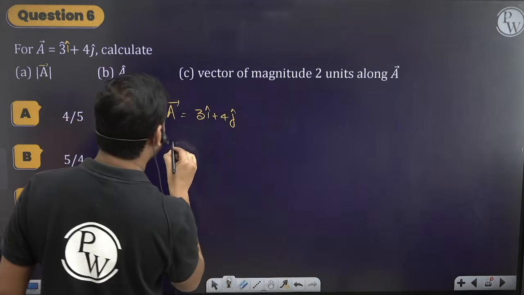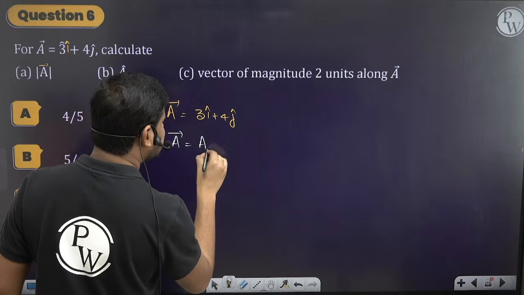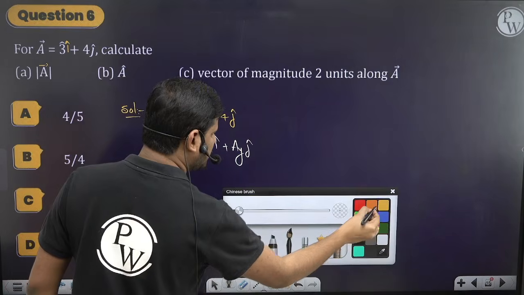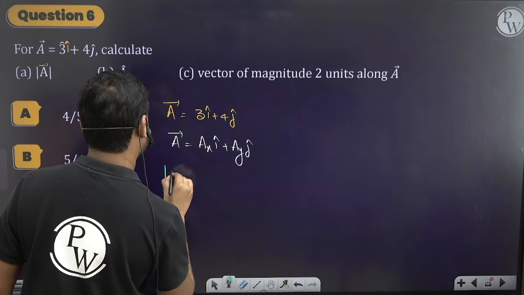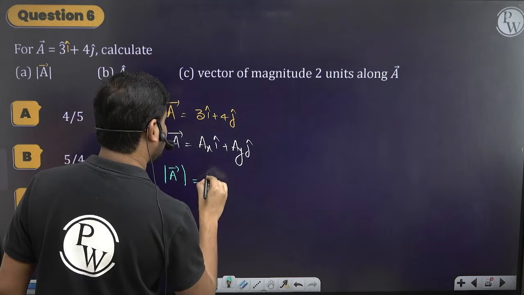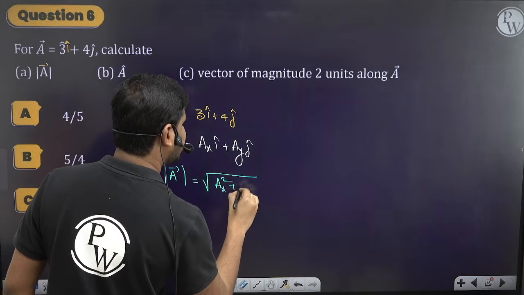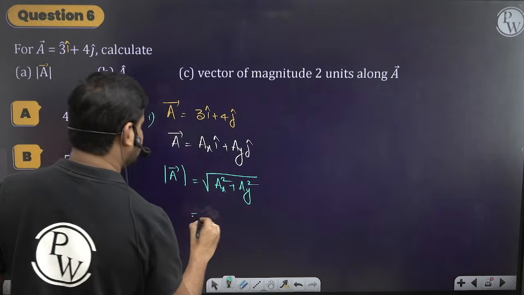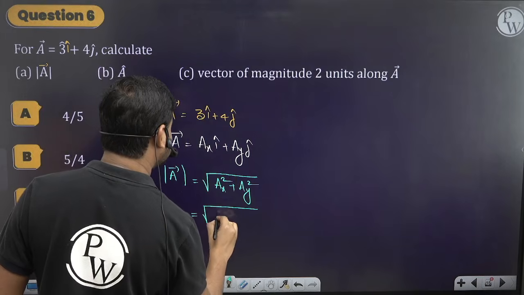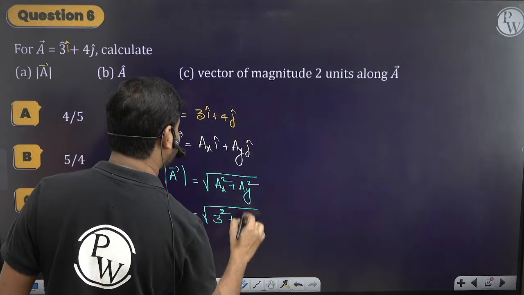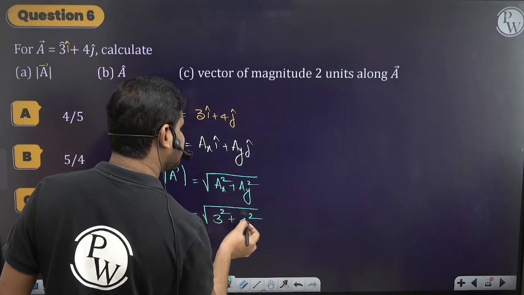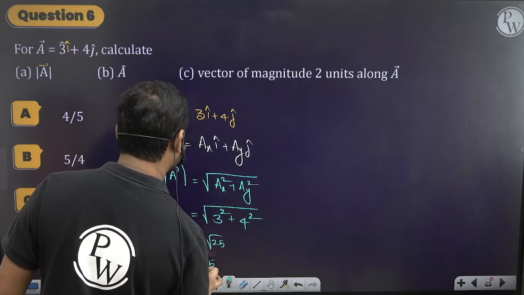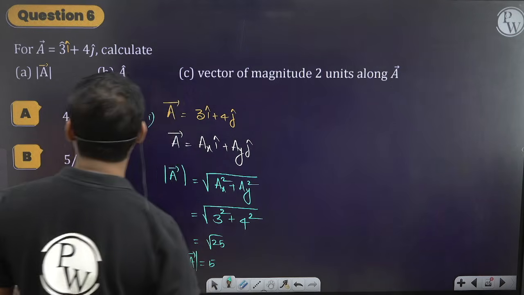This vector is in the form of ax i cap plus ay j cap. We know that the magnitude of a vector is the square root of ax square plus ay square. Here, in place of ax we have 3, so 3 square, and in place of ay we have 4, so 4 square. 3 square plus 4 square, 9 plus 16, is 25. So root 25 is 5. Therefore the first question is done. The magnitude of vector A is 5.